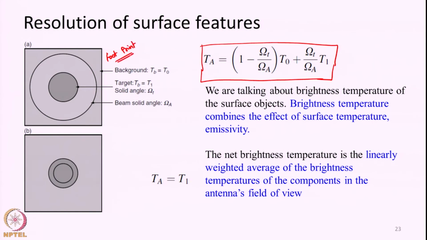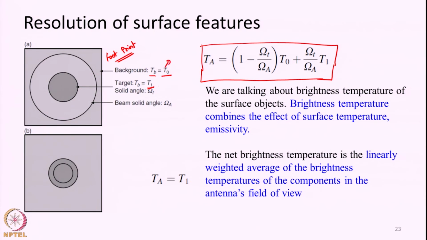Here what we are discussing is one particular target object with a brightness temperature of T1, surrounded by a background. Let us say this is ocean and this is a small block of ice on the ocean. The ocean water will be at a different temperature, and the ice block will be at a different temperature. So the background has a brightness temperature of T0, and the target, let us say the ice, has a brightness temperature of T1. So, these two are brightness temperatures.